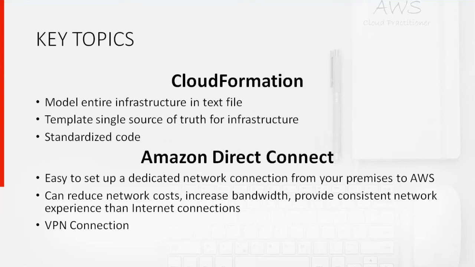Key topics. CloudFormation. Model entire infrastructure in a text file. Template is the single source of truth for infrastructure, standardized code. Amazon Direct Connect. Easy to set up a dedicated network connection from your premises to AWS. Can reduce network costs, increase bandwidth, and provide a more consistent network experience than internet connections. VPN connection.